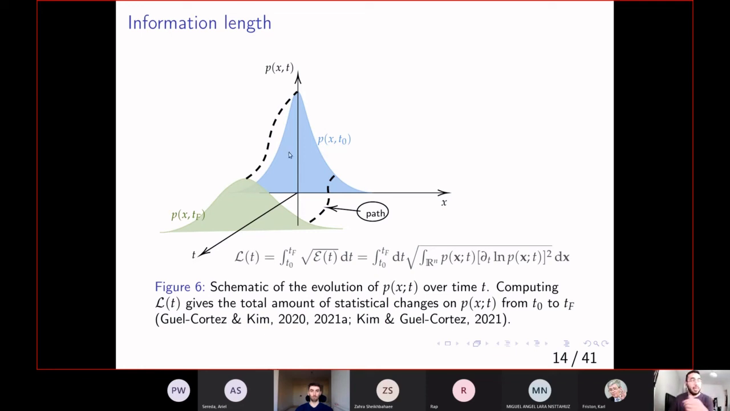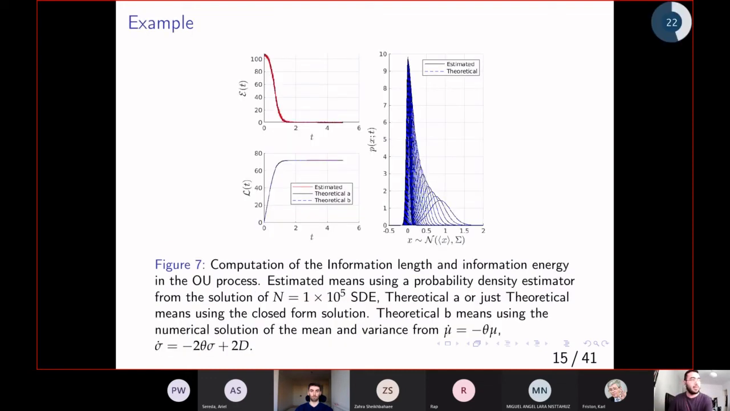But also, since the square root of E is a velocity or rate of change of the probability distribution, you can see the amount of fluctuations that it has taken over time, how it evolves. So you can compute that information length from a stochastic simulation, as the ones that I said before. This is an example where I do an estimation and theoretical computation of the probability of the information length and information energy. This is usually called information energy. Once you take the square root, people call it information rate, because it has dimensions of velocity.